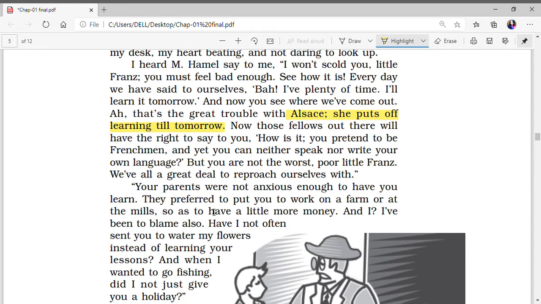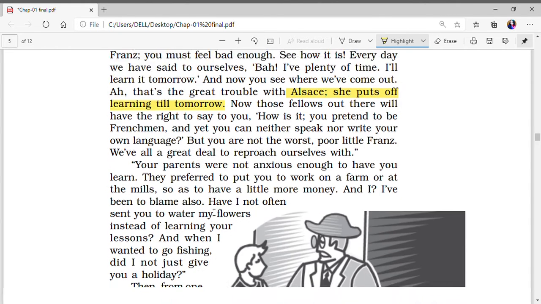"Now those fellows out there will have the right to say to you, how is it you pretend to be Frenchmen?" Okay, so now he's saying that those fellows who have defeated you will mock at you. They will say, how can you call yourself a Frenchman if you aren't even able to speak it? Okay, so that is the most depressing thing about this event.